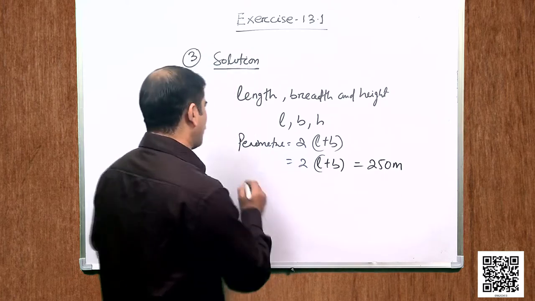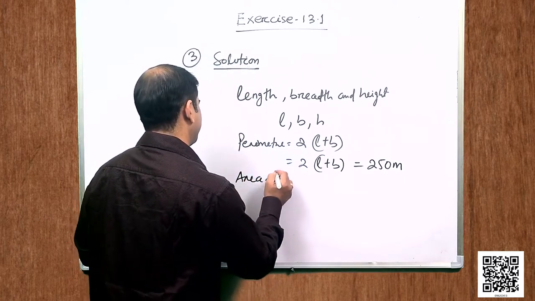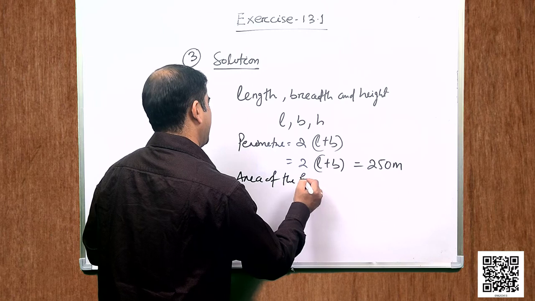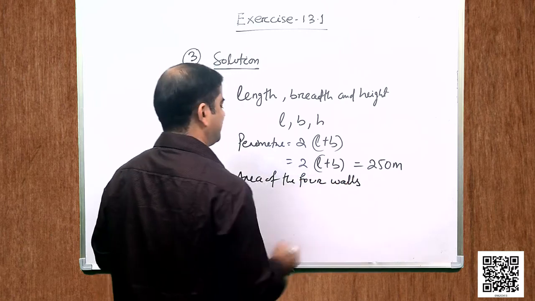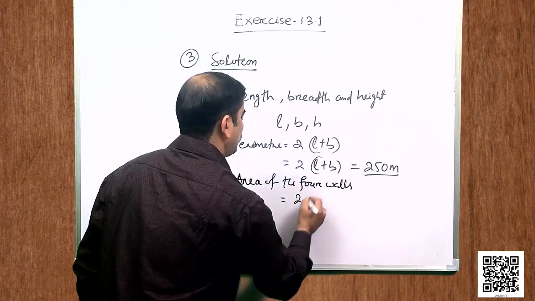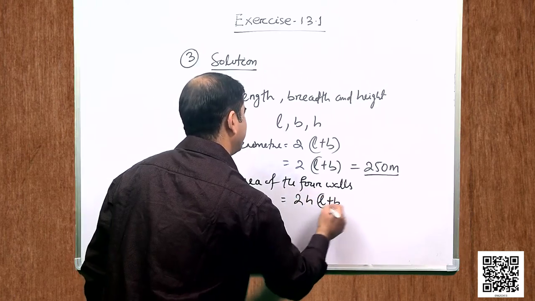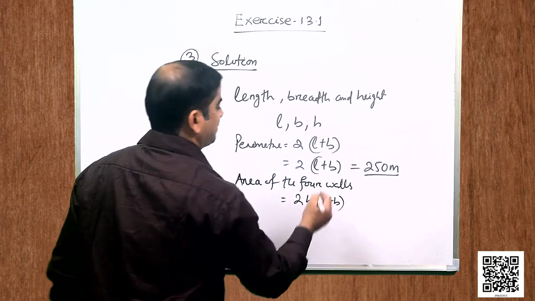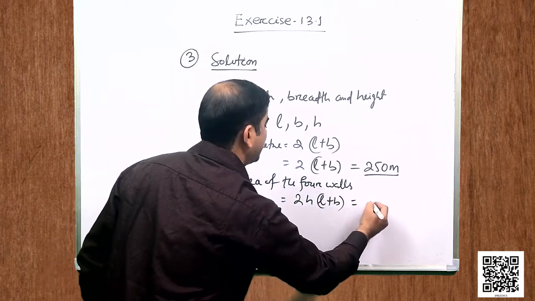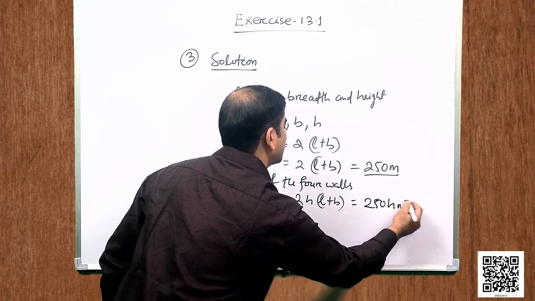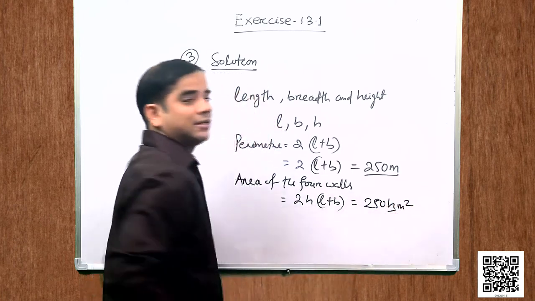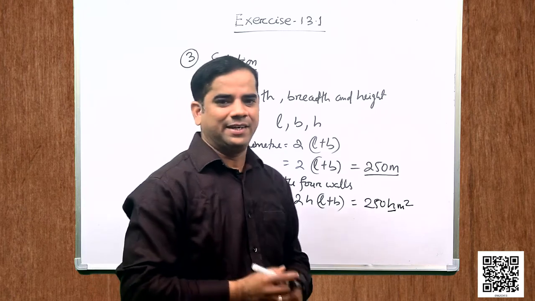Now area of the four walls. Area of the four walls is equal to 2H(L plus B). 2(L plus B) is equal to 250 meter. That means it is 250 H meter square, because we are not given the height, isn't it?